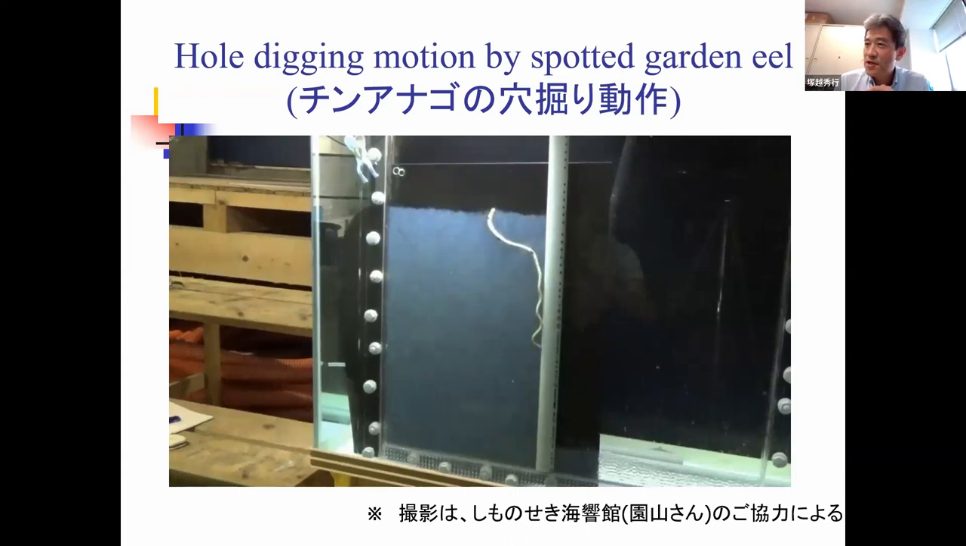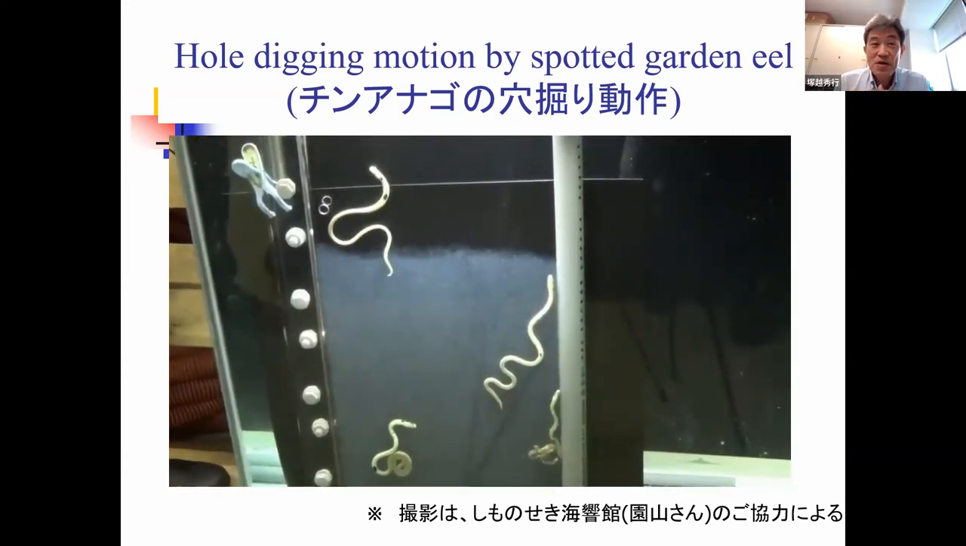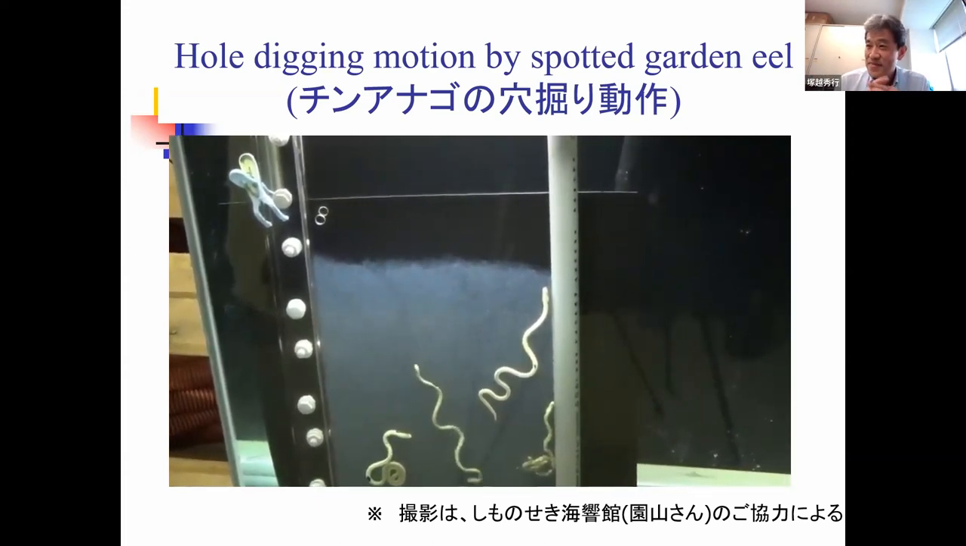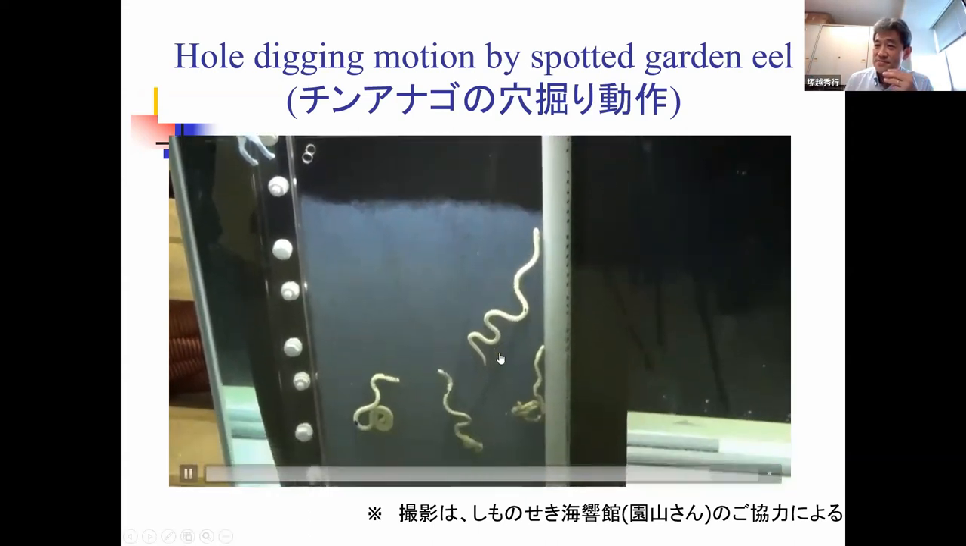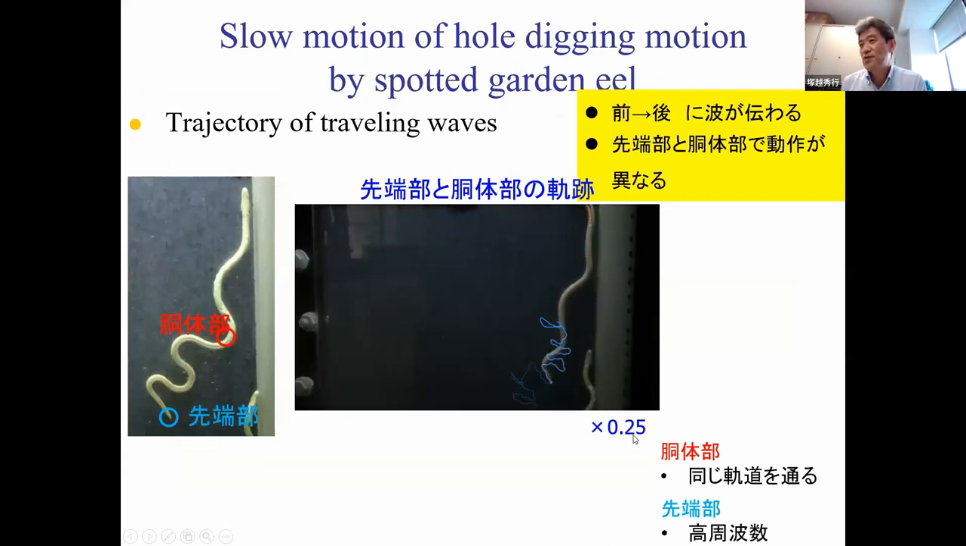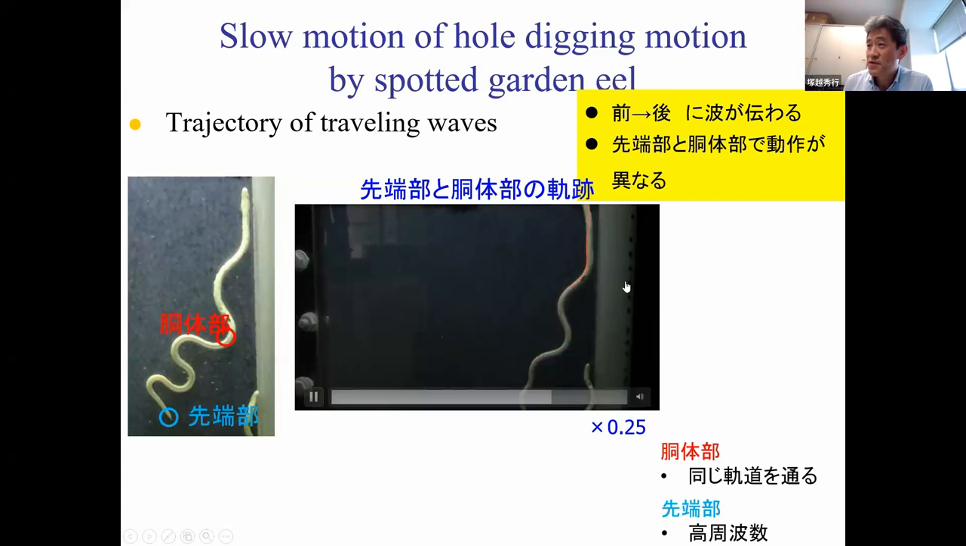If you go to the aquarium, for example, you might have been watching this kind of motion. And beneath the ground, they tend to dig the hole with using the waves. And we observed how they dig the hole. The front half of the body digs with very high frequency movement, while the latter part of the body is trying to maintain the constant shape. Maybe it is aimed to reduce the consumed energy.